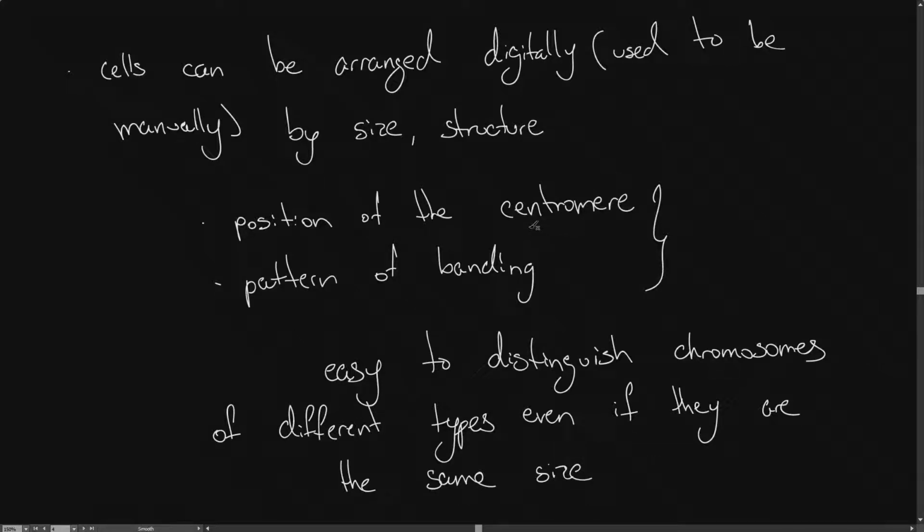And if you don't remember, the centromere is this little thing in between the two chromatids that connect them together. So if you have a chromosome, this entire thing, these two sides are chromatids, and this little point in the center is the centromere. So depending on the position of the centromere and the pattern that the chromosome has, it's very easy to distinguish the different types. So you'll be able to distinguish between chromosome 1, 2, 3, and so on, even if the chromosomes that you're looking at are the exact same size.